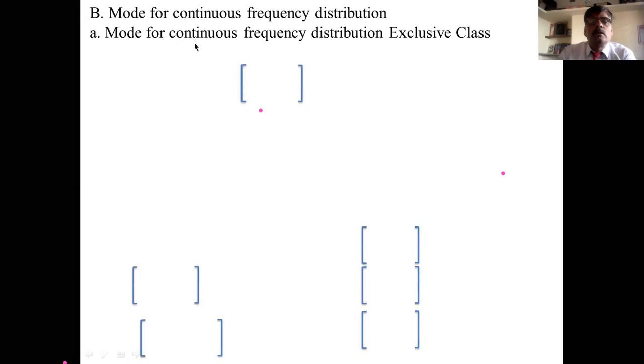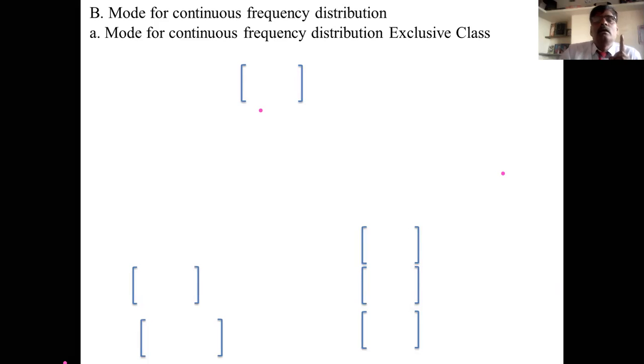Mode for continuous frequency distribution, exclusive class. If the class is given in the exclusive way, how to calculate mode? First, you see the highest frequency in the frequency column. The class related to the highest frequency is called the modal class. Then apply the equation. 3 steps.